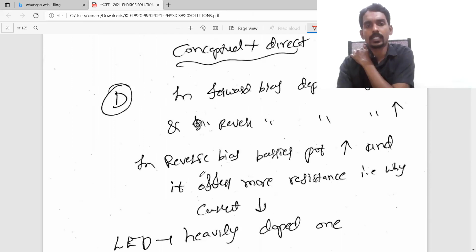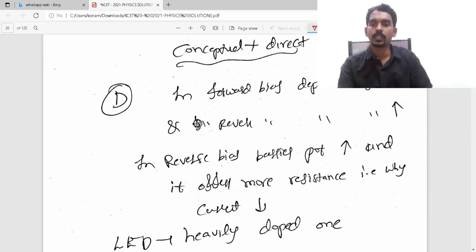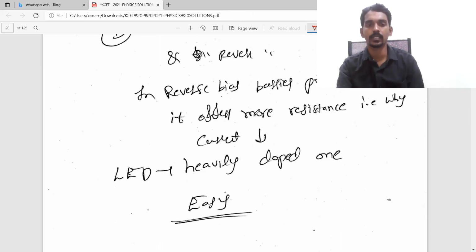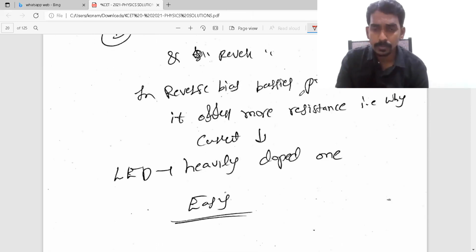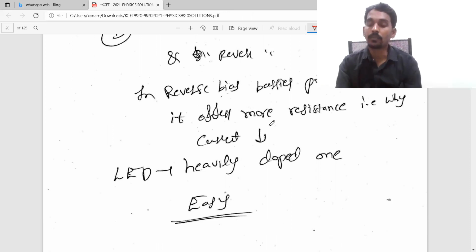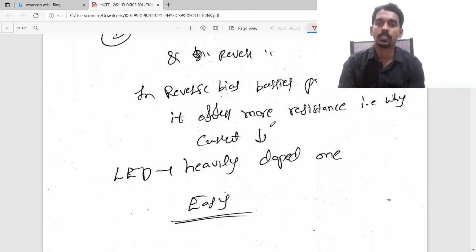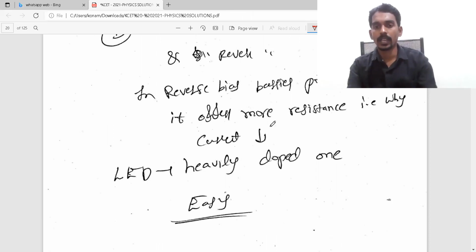So here I have given the explanation. In forward bias, the depletion region decreases and in reverse bias, the depletion region increases. And in reverse bias, the barrier potential increases and it offers more resistance. That's why in reverse bias, the current is also very less.